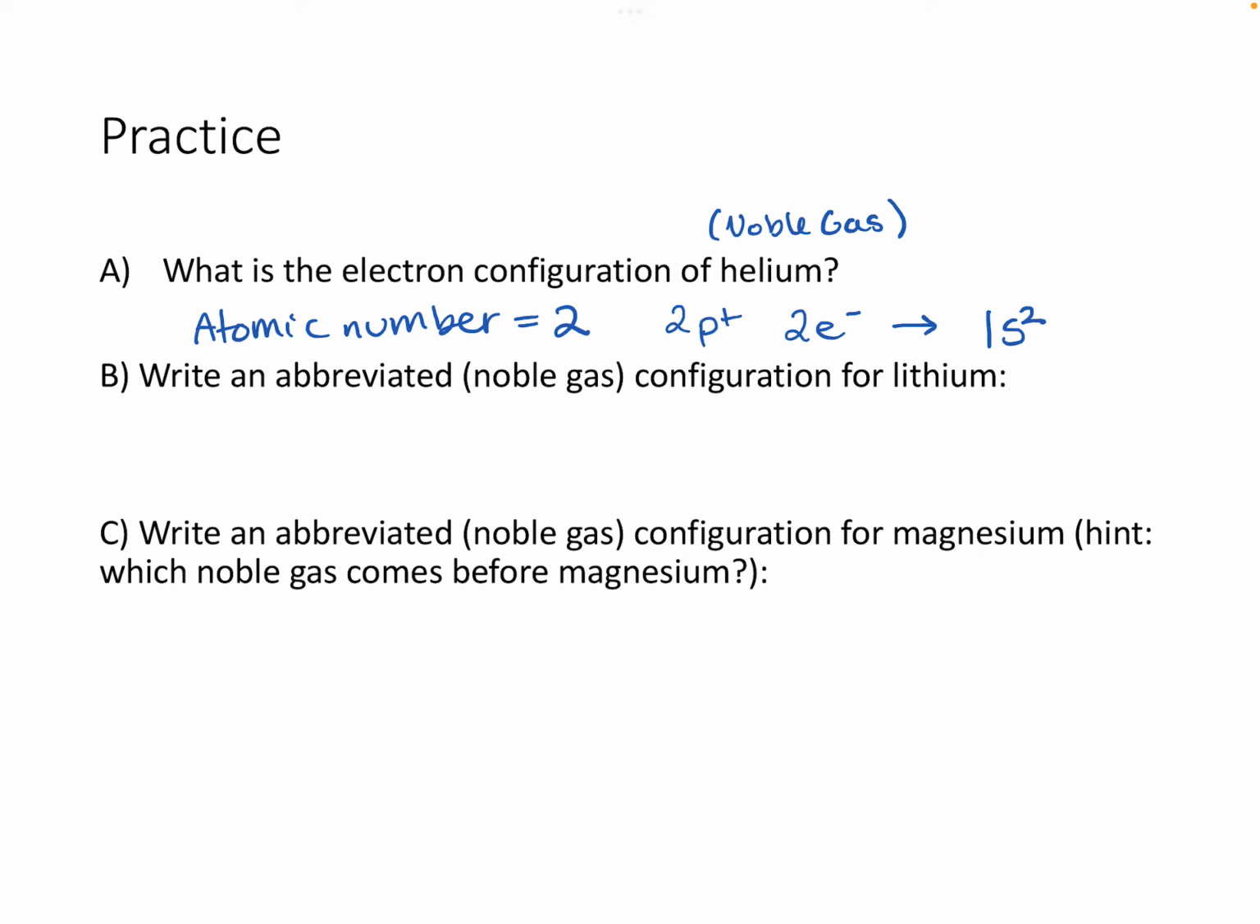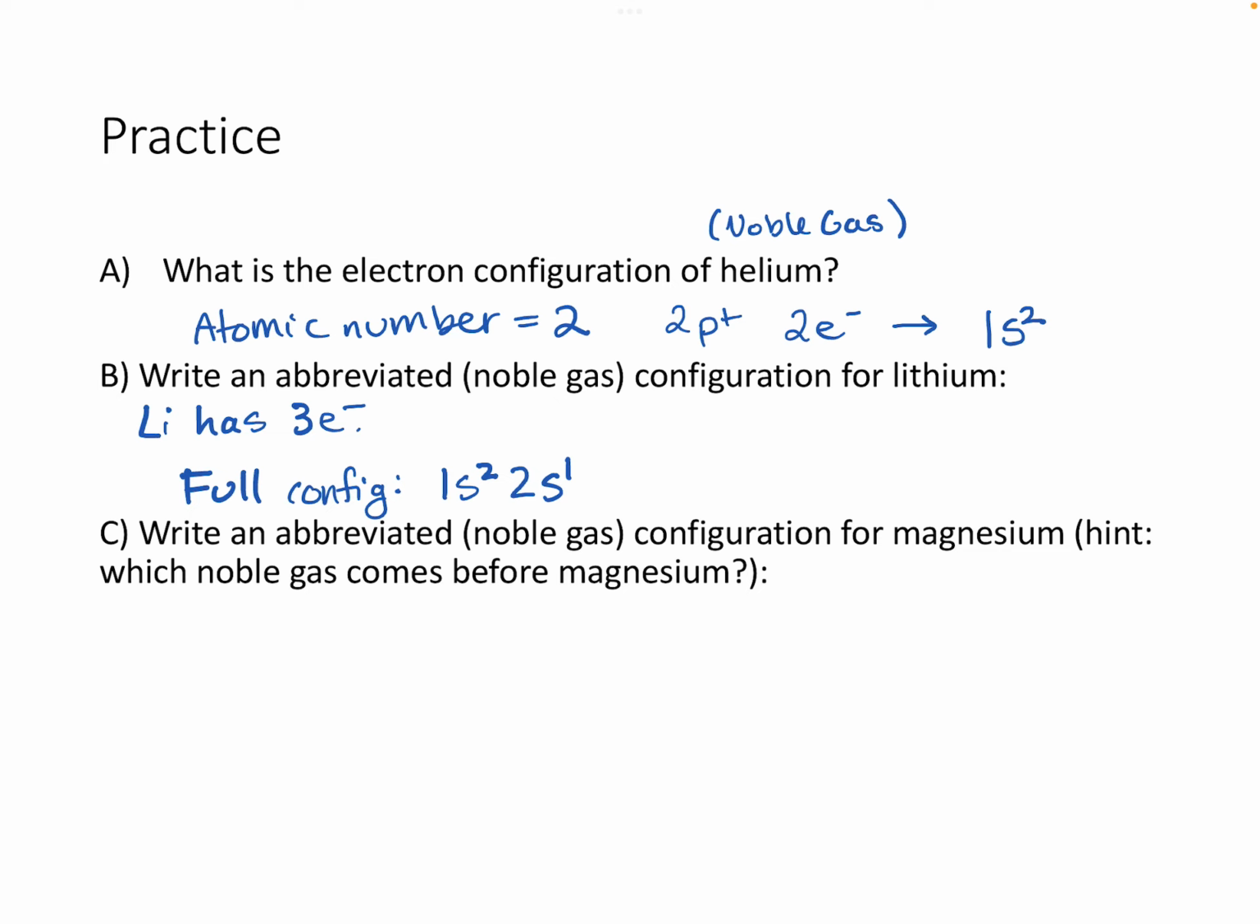Now let's write the electron configuration for lithium. So how many electrons does lithium have? Well, lithium has an atomic number of 3, so that means lithium has 3 electrons. So its electron configuration, its full configuration, would be 1s2, 2s1. And we saw that before when we were talking about electron configurations. Lithium was our main example.